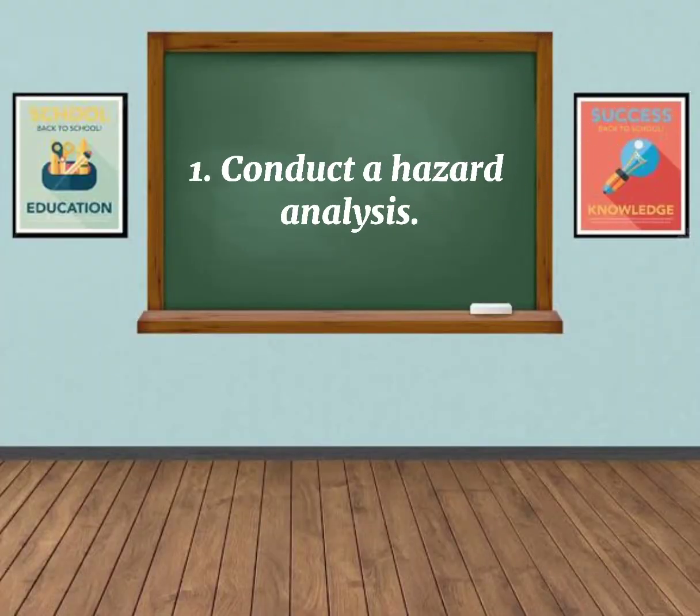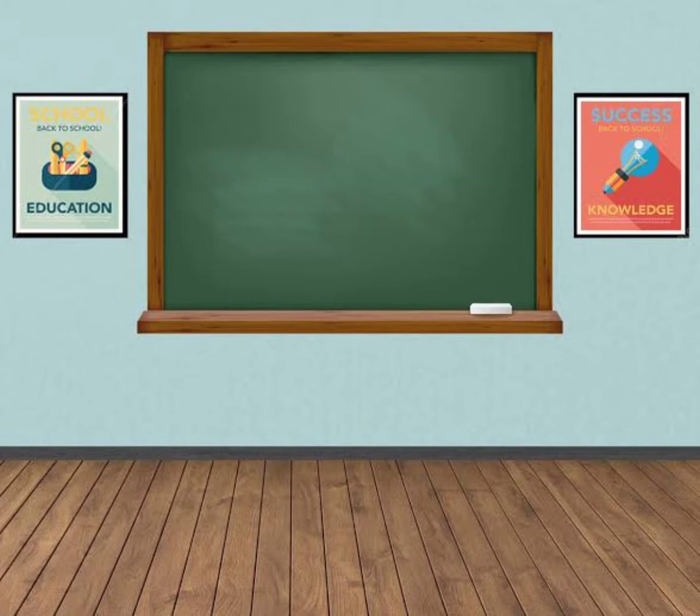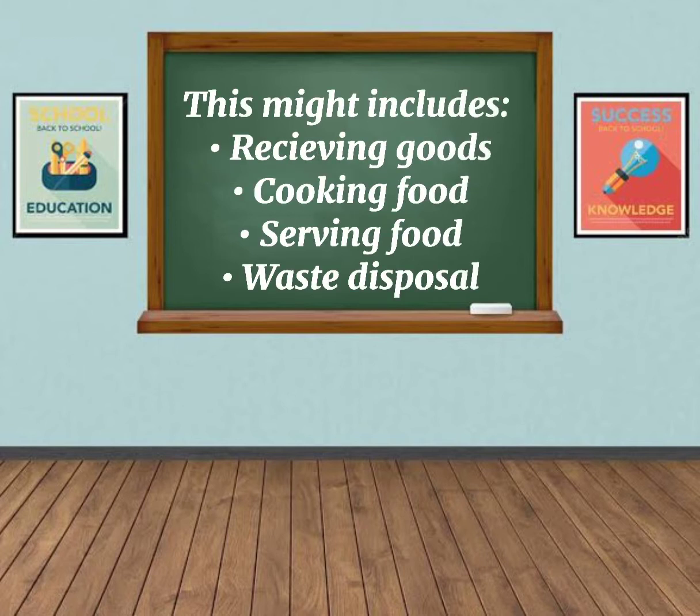The first one is conduct a hazard analysis. The first step in any food safety plan or HACCP plan is to identify all possible food safety hazards that could occur in your business. First, consider your processes. This might include receiving goods, cooking food, serving food, and waste disposal.